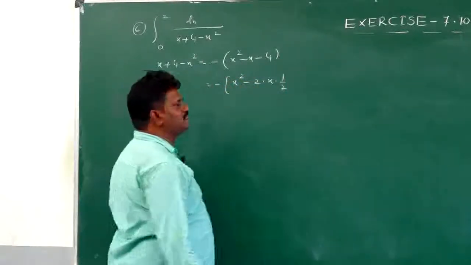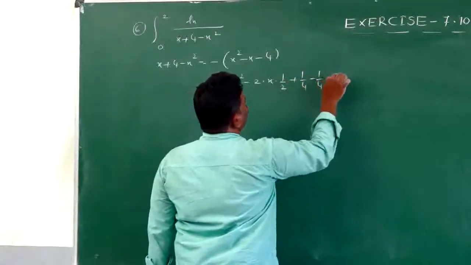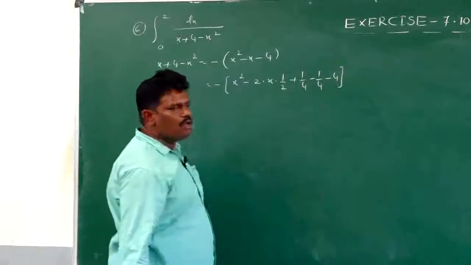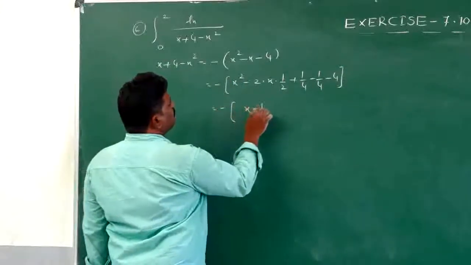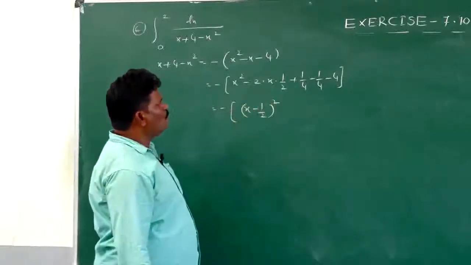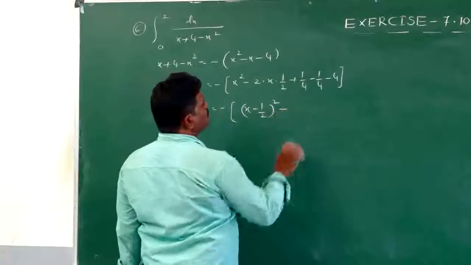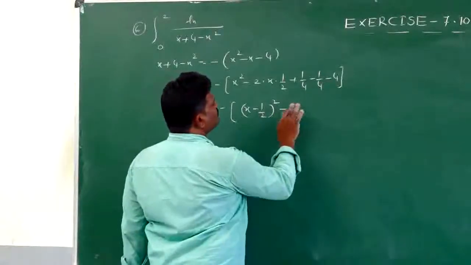Now if we balance this value, then what would happen here? 1 by 4 minus 1 by 4 minus 4 value. Now if you run, that is equal to minus half this value, (x minus 1 by 2) whole square, minus this value: 4 4s are 16, minus 16 minus 1, minus 17 by 4.